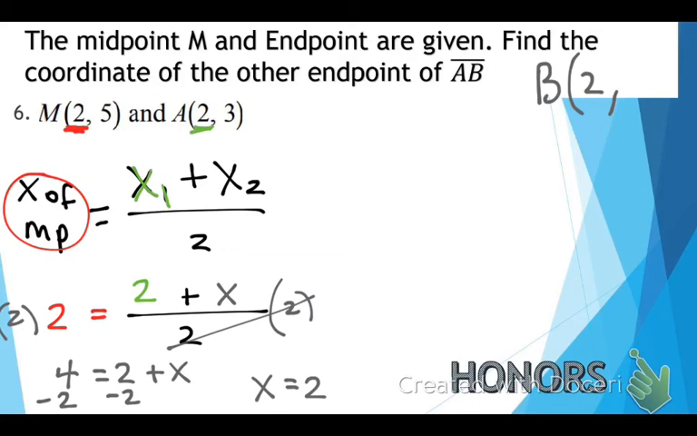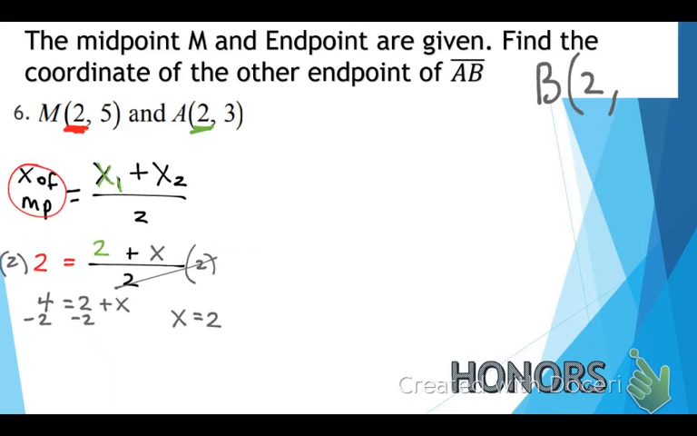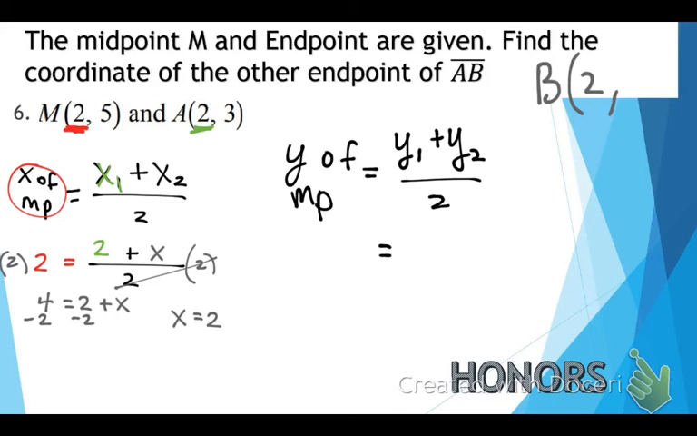All right, we're going to do the same thing with the Y. I'm going to move this over so I have room. To find the Y of the midpoint, we use the Y1 plus Y2 divided by 2. All right, so what is the Y of the midpoint? Ooh, use a different color. It is 5. All right, and then what is the Y of the endpoint? 3.